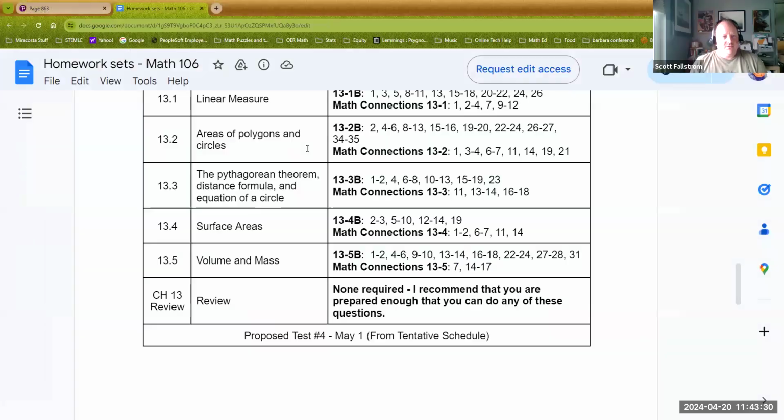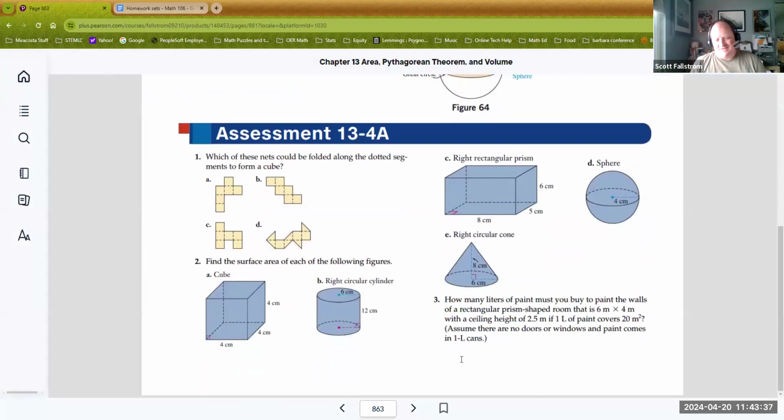Hello, students. We are jumping into 13.4 homework. So we've got 2 to 3, 5 to 10, 12 to 14, and 19. So not a ton of questions. Again, basically, we're just practicing these formulas.